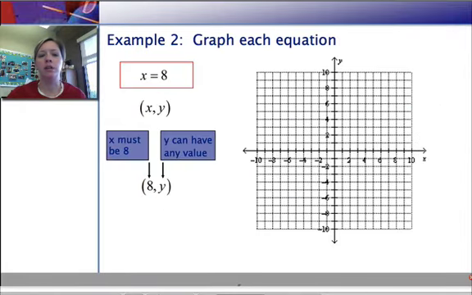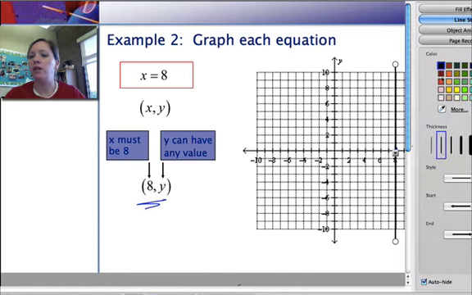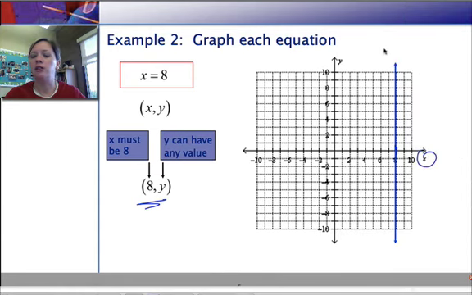Alright, so let's do a couple of examples. Let's graph the line x equals 8. For every coordinate, what I'm saying is that the x-coordinate must be 8, but the y-coordinate could be anything. So that means I'm looking at my x-axis, and I'm going to 8 on the x-axis. And then what I'm going to do is graph a vertical line at 8. And I might even make that line blue or something, so we can see it. And that's the equation of the line x equals 8.